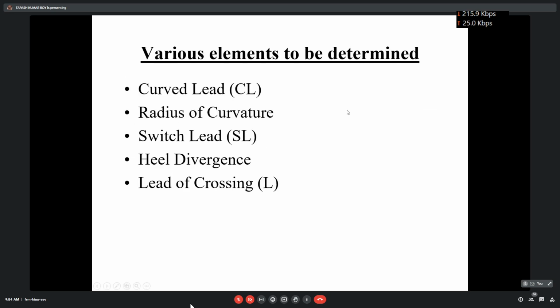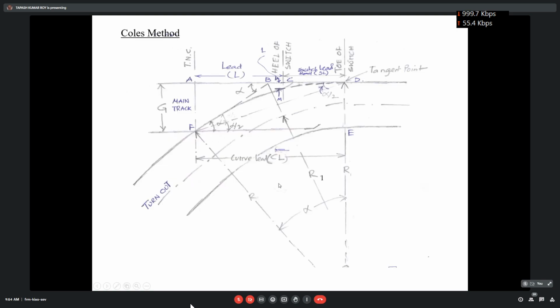Now the various elements to be determined under the Coles method: curved lead, radius of curvature, Swiss lead, heel divergence, lead of crossing. So this is the points and crossings, that is the turnout. One straight rail or one straight track will pass in this direction, another track will meet with this one. So in case of this point, that is F to D, this curvature will start from here and it will end here, or it will start from the end of the tongue rail and it will end at the crossing. Because this part is the crossing. This part is the crossing.